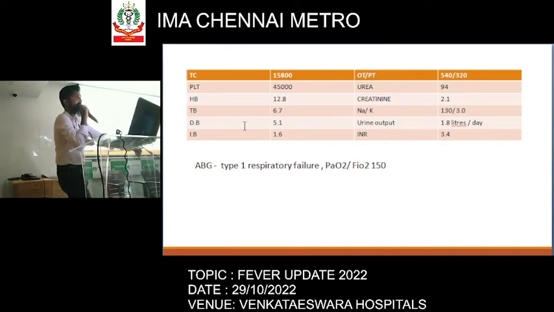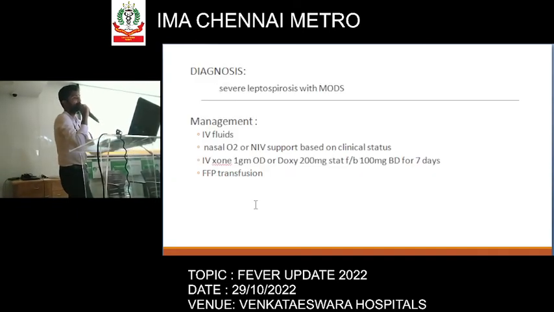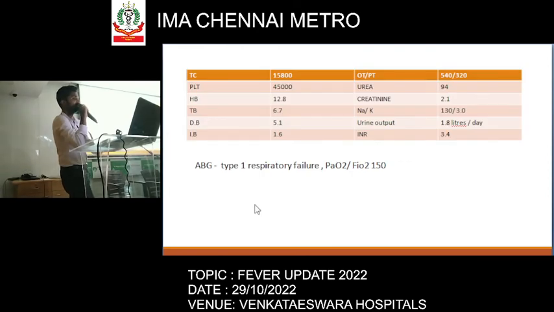Hypokalemia is typically seen in dengue and leptospirosis, due to tubular injury caused by leptospirosis. However, the urine output is 1.8 liters per day, which is more than adequate for the patient. So the AKI can be monitored gradually. And INR is 3.4. There is a bleeding diathesis in this patient.